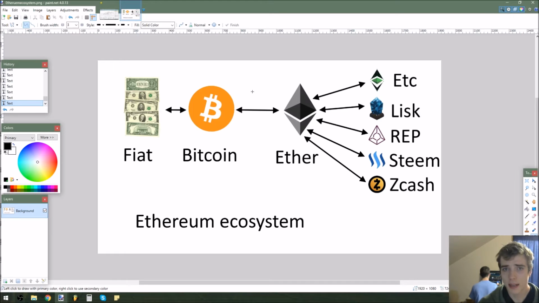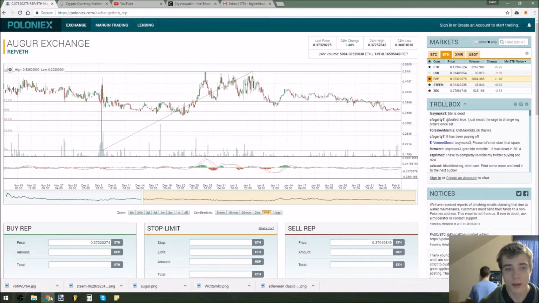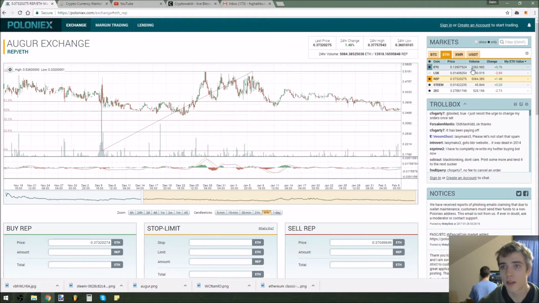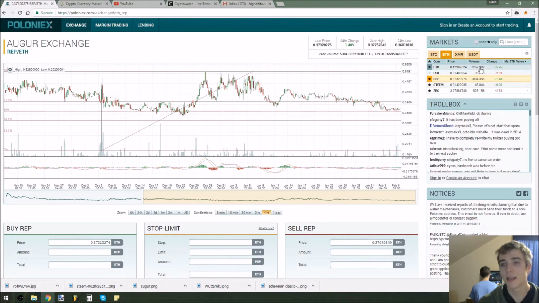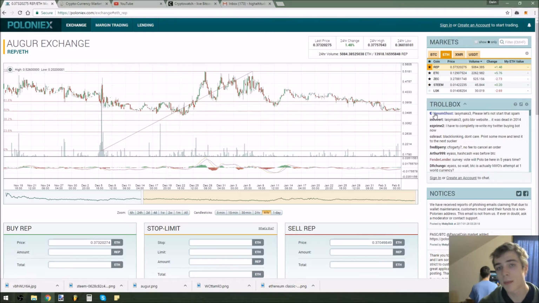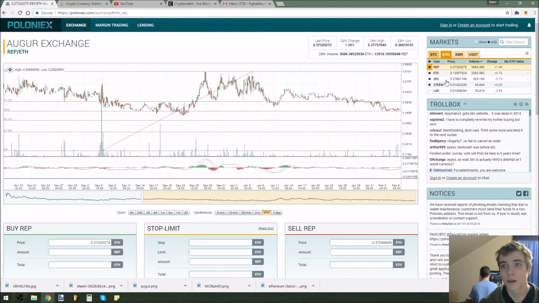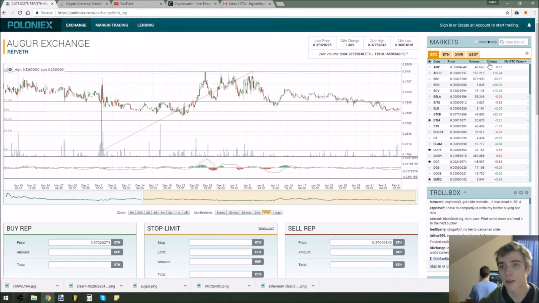But something to keep in mind is what has the most volume. For example, if the volume on ETC is really high, which it is right now, and same with Augur, then that means a lot of people are spending their ETH tokens on Augur coins and ETC. So there's a lot of money flowing in different directions.